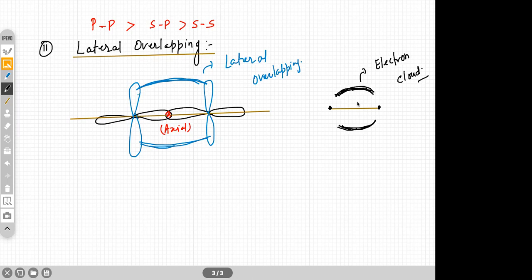Tell me, any doubt? Yes, Pranav. Yes, it is covalent. Yeah, sharing of electron, it is a covalent compound.